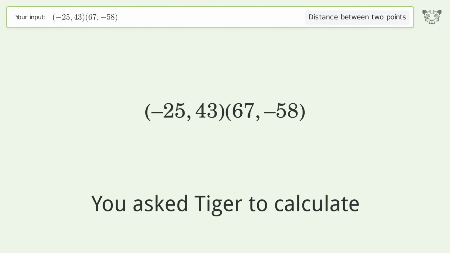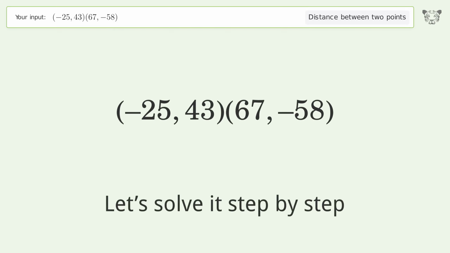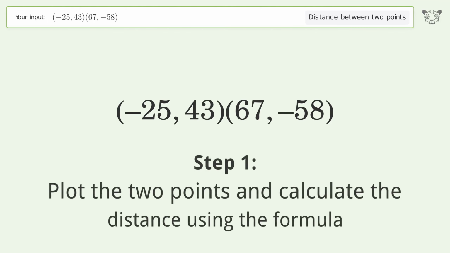You ask Tiger to calculate. This deals with the distance between 2 points. The distance between the 2 points is the square root of 18,665, or 136.62. Let's solve it step by step. Plot the 2 points and calculate the distance using the formula.